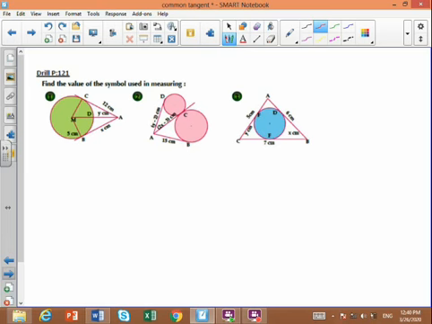Okay, find the value of the symbols used in measuring. First I want x, this is x centimeters, y centimeters, 12. I want AB. So AB will be equal to AC, on the side of x. It will be 12 exactly.